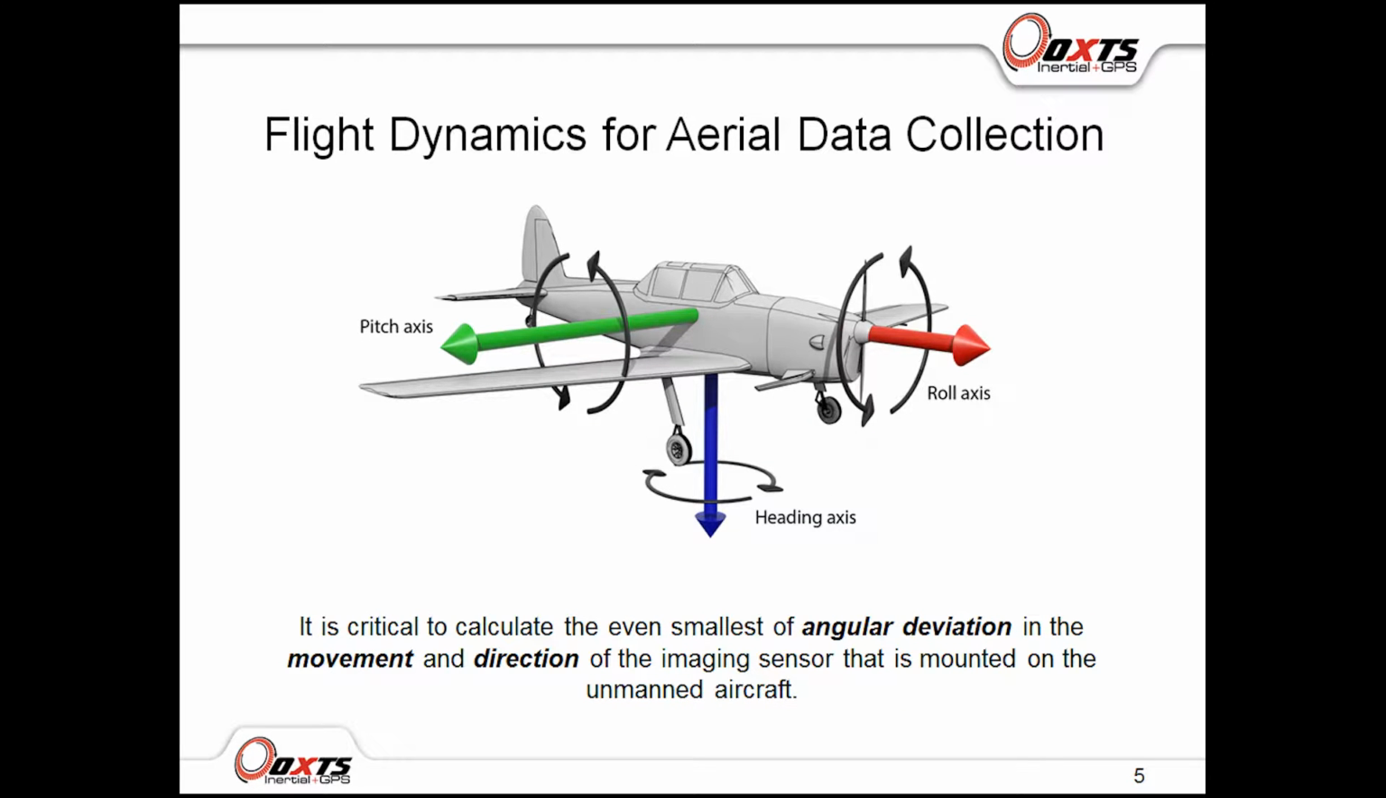Before INS systems were available, a process of aerial triangulation was employed in aerial mapping operations. This involves placing and surveying a collection of benchmarks on the ground, known as ground control points, across the area that is to be mapped. And this is all done prior to flying the aerial mapping platform.